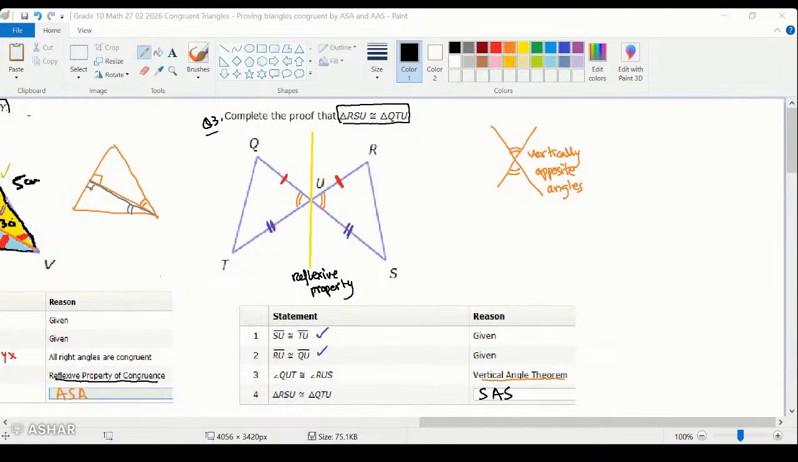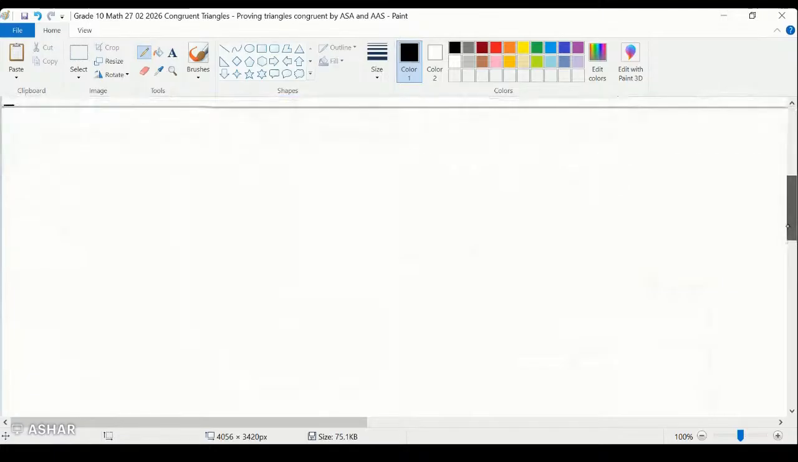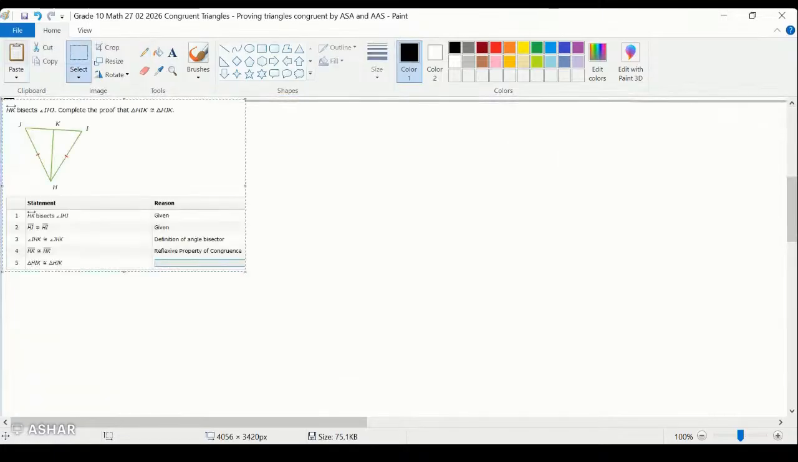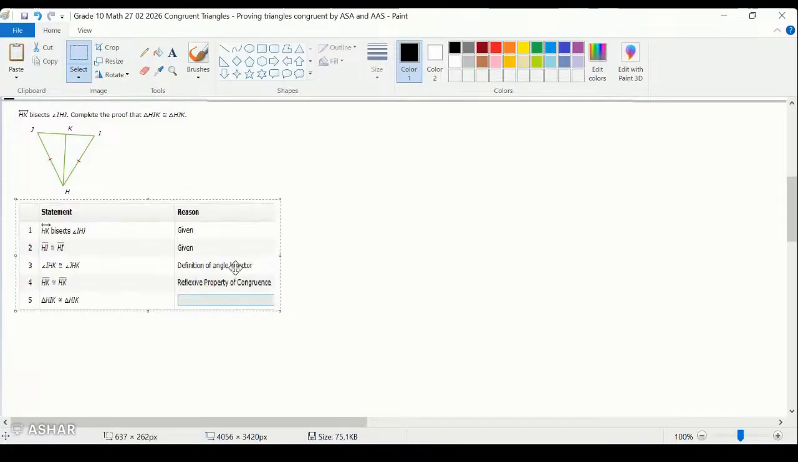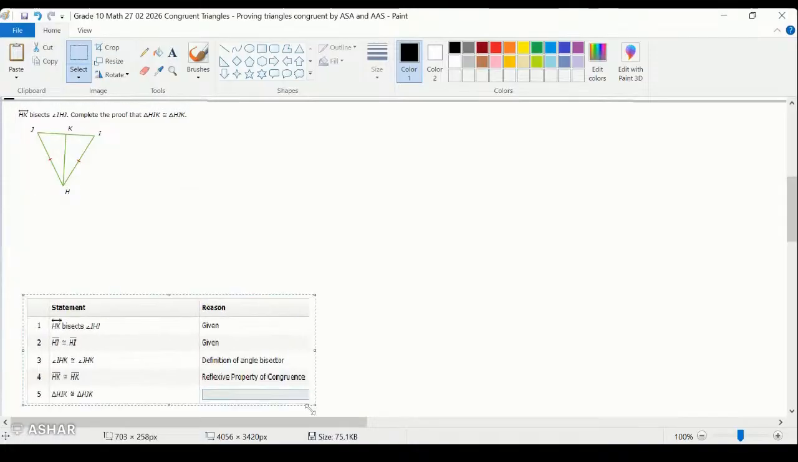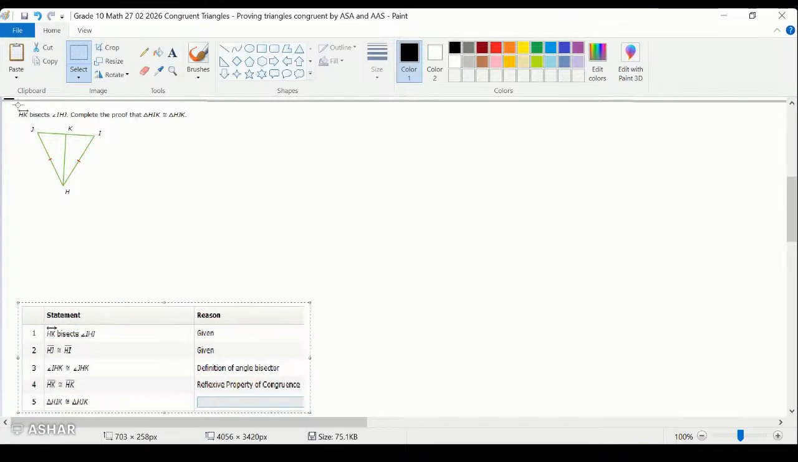Okay, let's move ahead to the next question. For the next question, it says we have these two triangles and they're asking us to show whether these two triangles are congruent to each other. Question number 4. If this information was provided to us, and this shape was given to us.